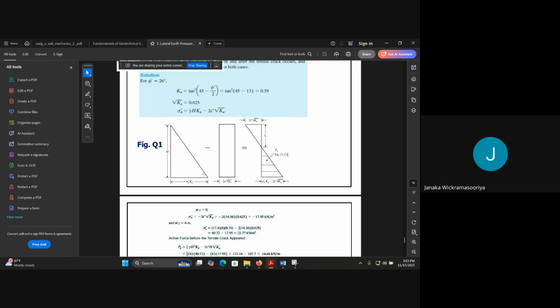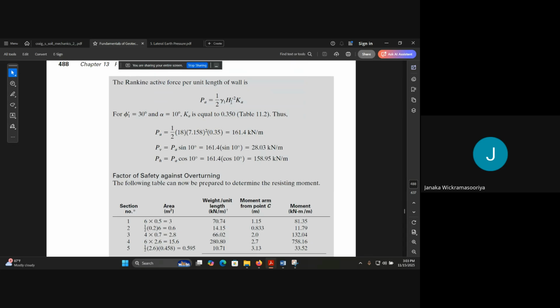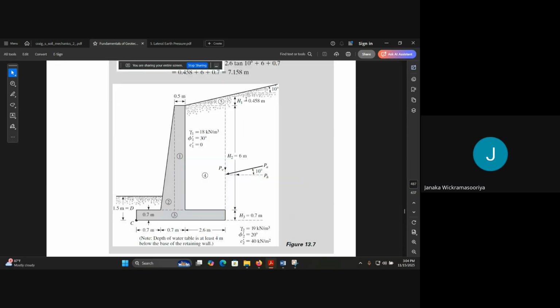Right. This area becomes half times h times this sigma naught dash k. Instead of this sigma naught dash, I can put gamma h, because sigma naught dash is the effective stress. So this will be gamma h. Then the equation becomes half times gamma h squared k. So that is what they have taken here, half times gamma h squared. However, h dash squared is this total height.